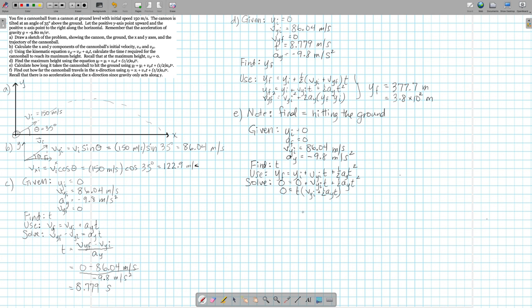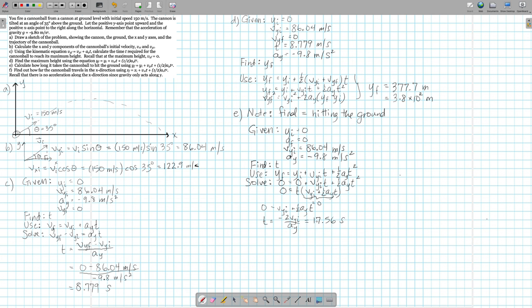One solution is t equals 0. That makes sense, because the cannonball is at ground level at time equals 0 when it's launched. That's not the interesting answer, though. The interesting answer is when this whole thing equals 0. So we'll solve for 0 equals Vy initial plus 1/2 Ay t. And a little algebra tells you that t equals minus 2Vy initial over Ay. And when you plug in the numbers, it gives you 17.56 seconds.